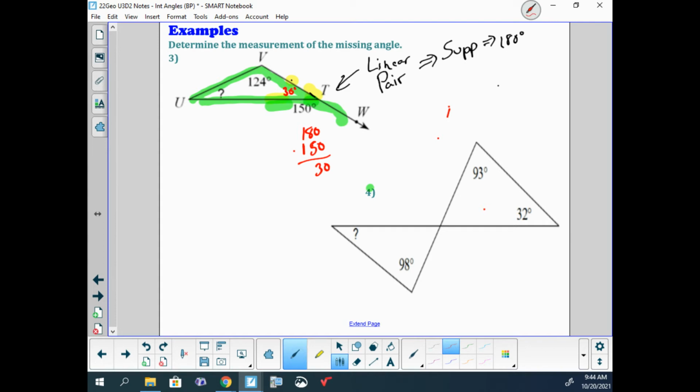Okay. Now, remember the original dilemma or the original problem was we didn't know two of the three angles in the green highlighted triangle. But now I do. I know one of them is 124 and I know the other one is 30. So since all of the angles add up to 180 degrees, we can take 180 minus 124 minus 30 to find our answer.